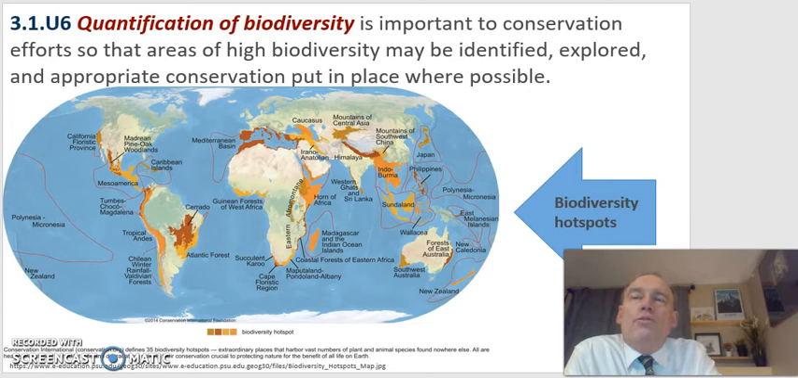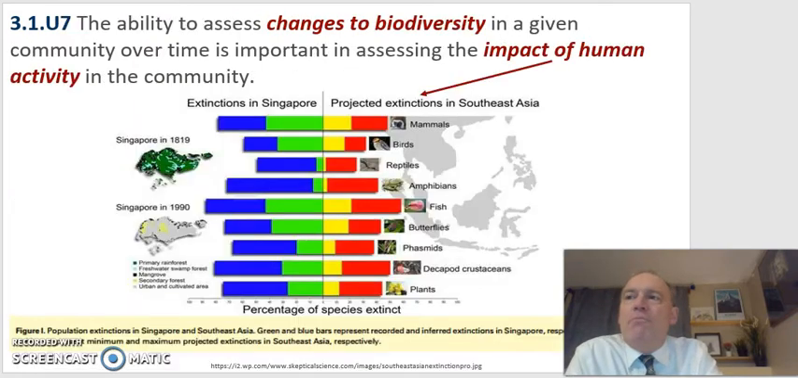Now, when we look at the world, it's important to know the quantification of biodiversity, so the numbers, the evenness, the richness, is important to conservation efforts so that areas of high diversity may be identified, explored, and appropriate conservation put in place where possible. And you can see here in the world where the biodiversity hotspots are. That's areas that have unique species and also have high varieties of species.